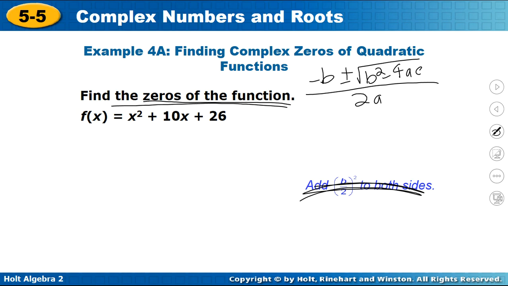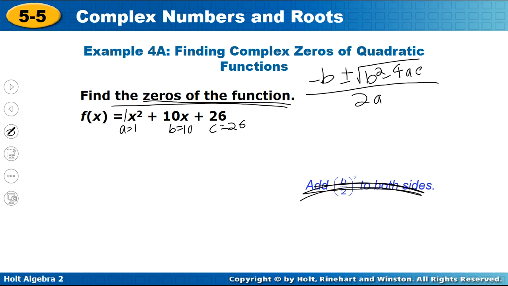So, we'll identify a, b, and c. A here is 1, because it's 1x squared. B is 10, and c is 26. So let's plug it into our formula, and let's start solving for these zeros. So, negative b would be a negative 10, plus or minus the square root of b squared, that's 10 squared, minus 4 times a, which is 1, times c, which is 26. So if we put all this here, it's still over 2 times a, 2 times 1, which will just be 2, but let's just go ahead and plug it in first, and then we'll simplify.